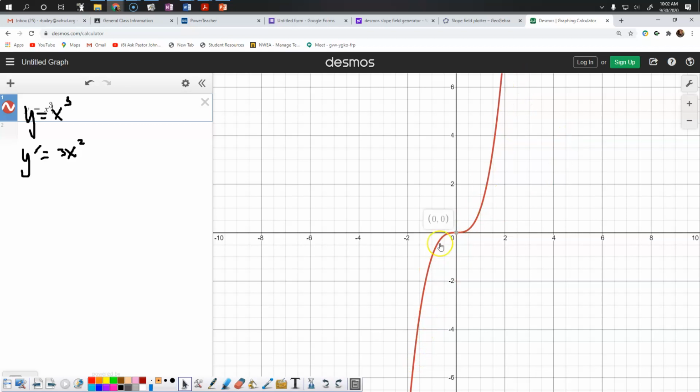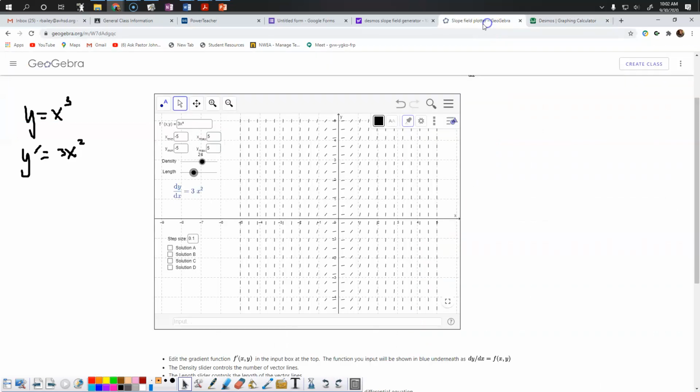Right? That's the graph of x cubed. Here is the slope field of all the slopes given by 3x squared. And when you put them together, you kind of can see the shape of that cubic function coming out of it.